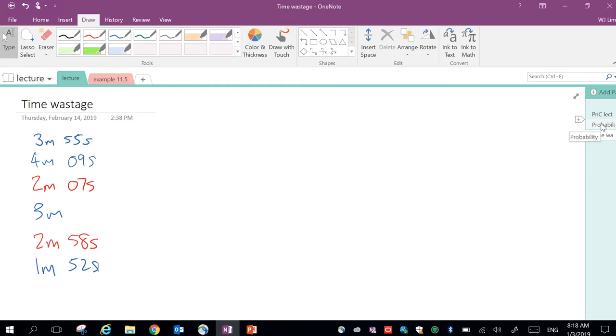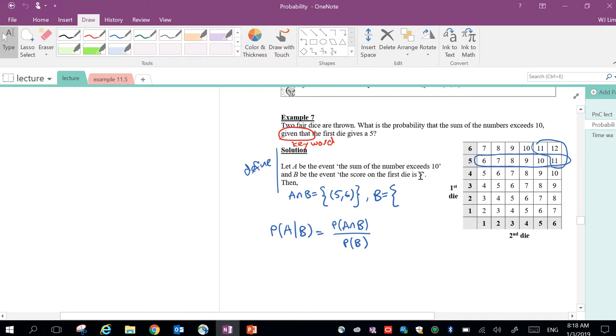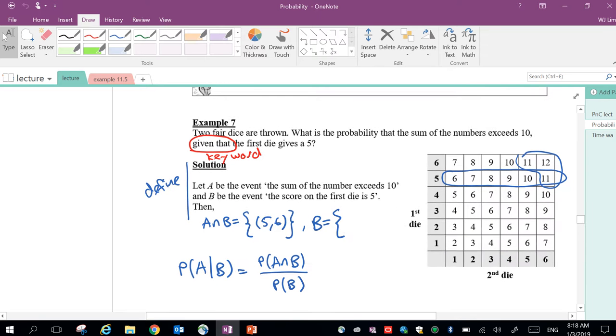We stop at example 7 previously. We start at example 7. This example 7 talks about two fair dice being thrown, and then they ask you to find the sum exceeding 10. So this is event A, this is event B. They are asking you to find probability A given B.